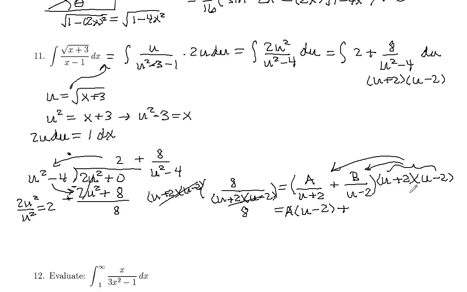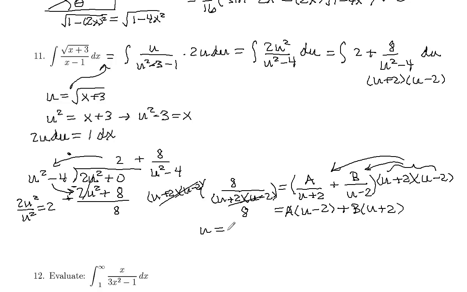Plus, when we multiply this whole thing in times this term, the u minus 2's cancel. We're left with the b and the u plus 2. So b times u plus 2. And then you pick numbers to plug in for u. The nice numbers to pick are going to be -2 and +2, the zeros for the denominator.